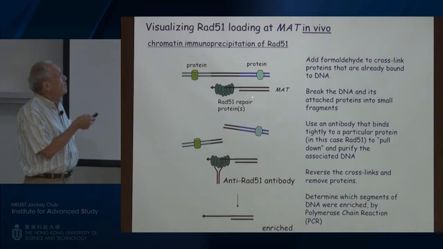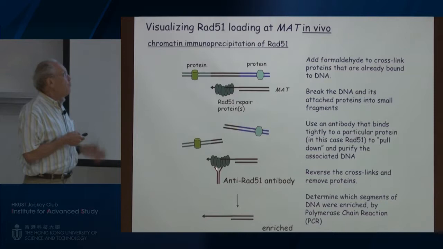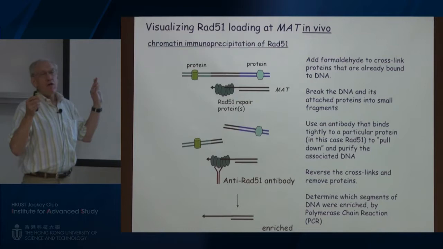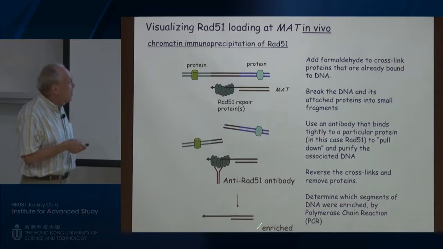So you then shear up the DNA into little pieces, you put it in a sonicator and bust it up, and then use an antibody that is specific for the protein you're interested in. In this case, an antibody that was directed against the Rad51 protein. And when you do this, you purify the Rad51 protein and any DNA to which it is attached. And then, in a kind of gift of the intelligent designer, you raise the temperature to 60 degrees centigrade and all the crosslinks go away. Okay, so fantastically easy process to then end up with the DNA no longer attached to the protein.